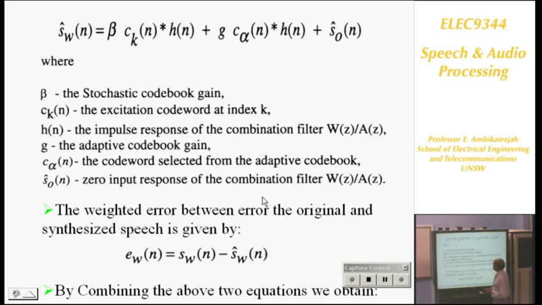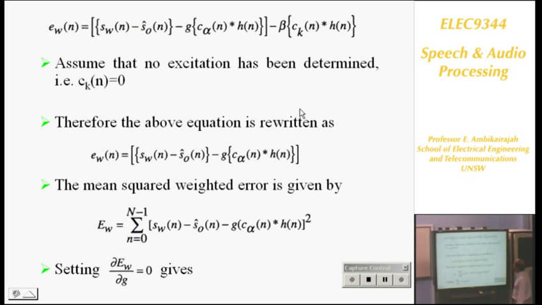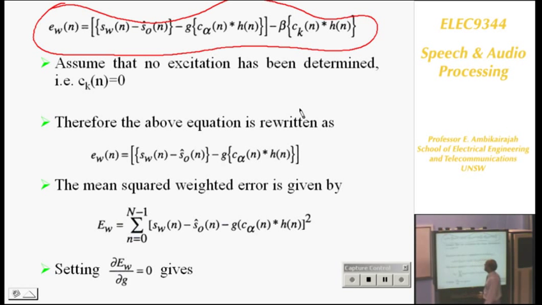And then if you write that further, that's your equation, and beta is the stochastic gain. I've already explained this one. And now you take the weighted error. The weighted error is the original weighted speech minus the weighted synthesized speech. So if you combine those equations, you come up with a new equation, this is your overall weighted error. Now you all know that's the error we have to minimize.